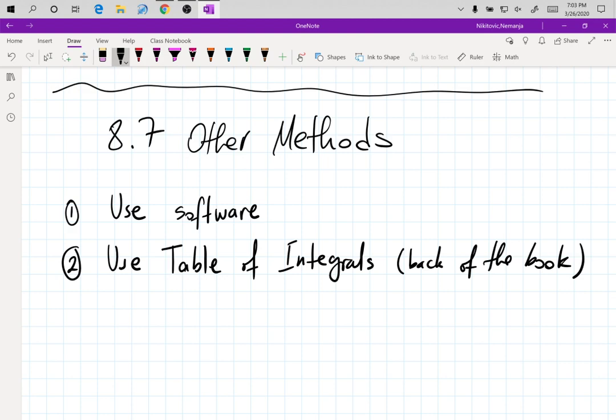I'm going to take about 5 minutes and come back with 8.8, which is numerical integration. We're going to learn 3 formulas here and call it a night. So let's say at 7:10, we'll restart the stream at 7:10 with 8.8, numerical integration.